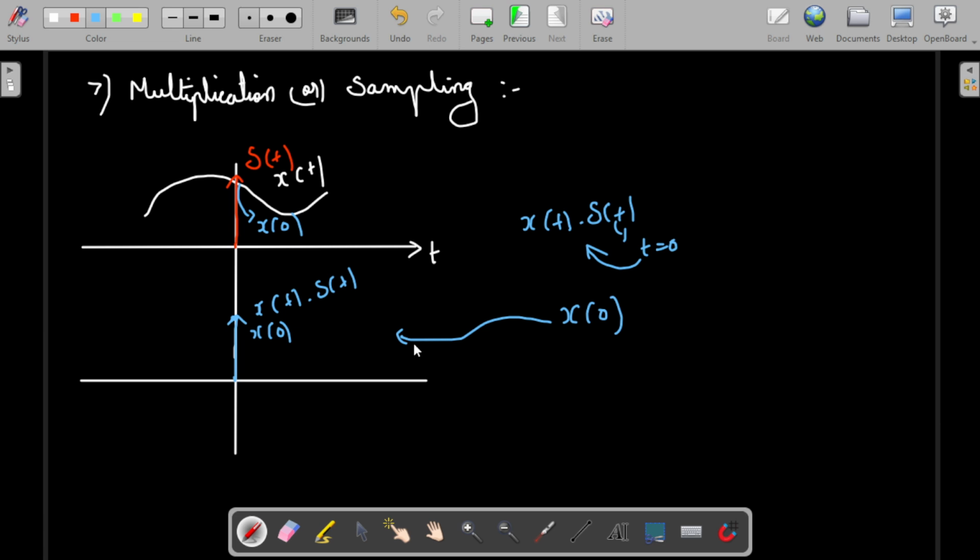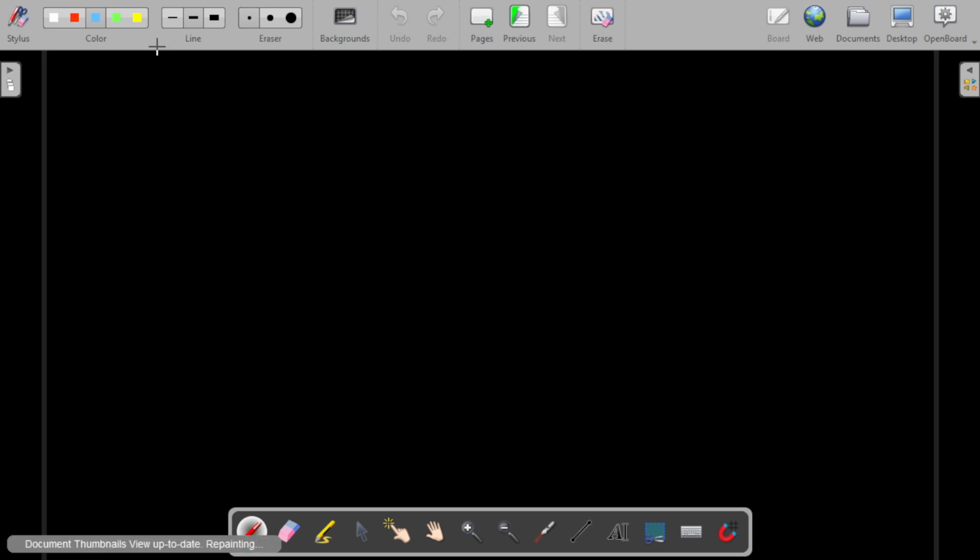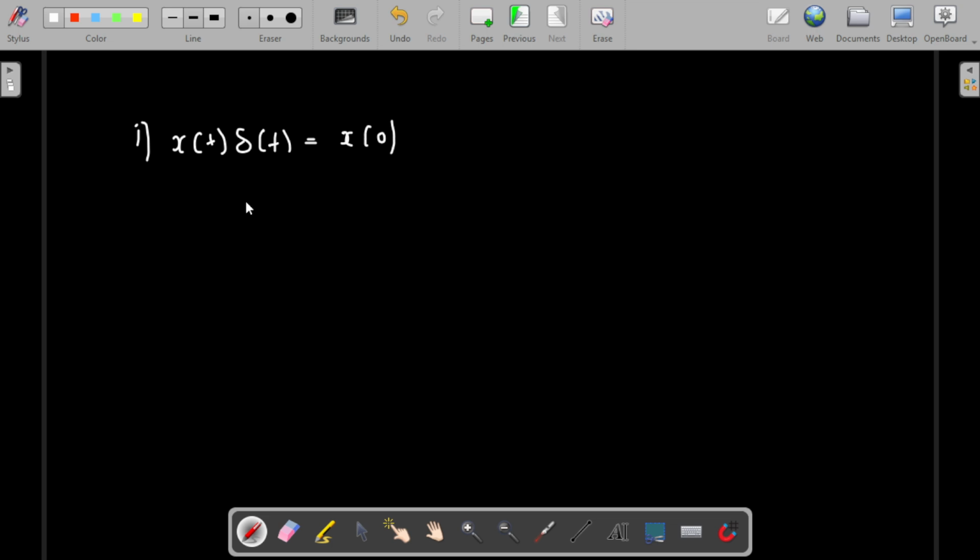The next rule is the breakout argument, in this way only. Let me write a few more things, extending this. First, when x of t is multiplied with the normal del of t, the value will come as x of 0. That we just saw, because here t is equal to 0, which gets applied here. If you take another example, x of t with the shifted time impulse del of t minus t naught, then here t is equal to t naught, so that gets applied here. Then the resultant value will be x of t naught.